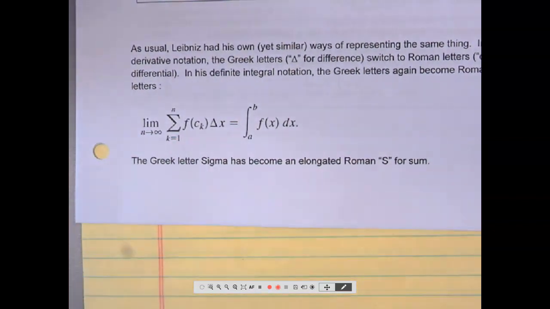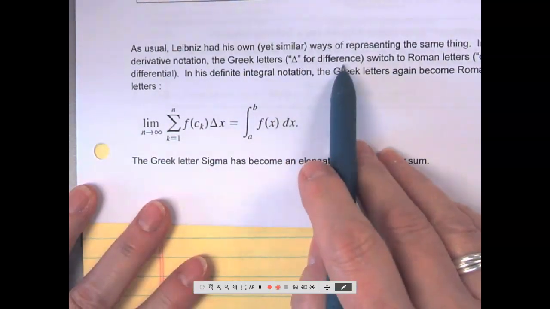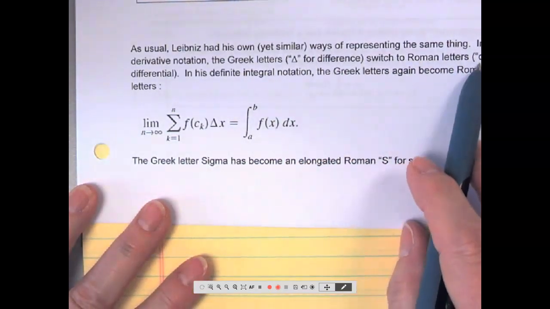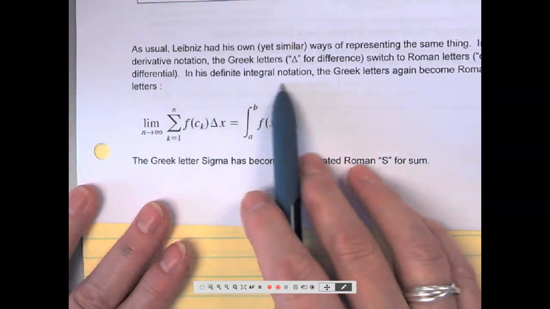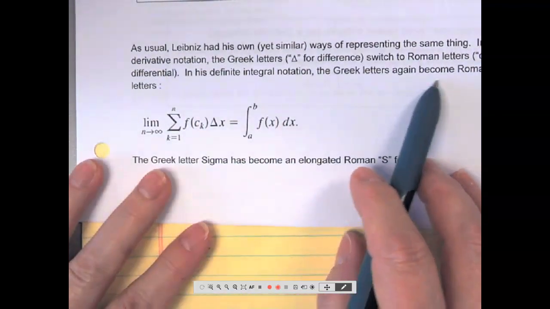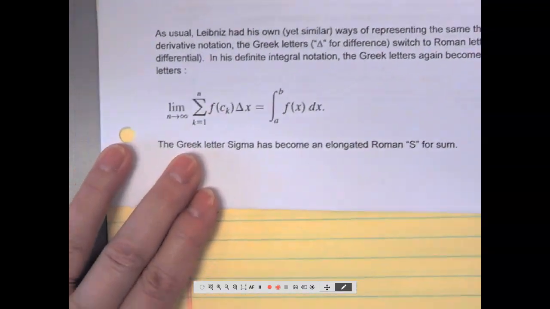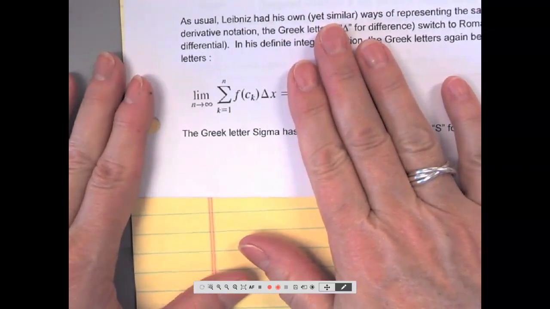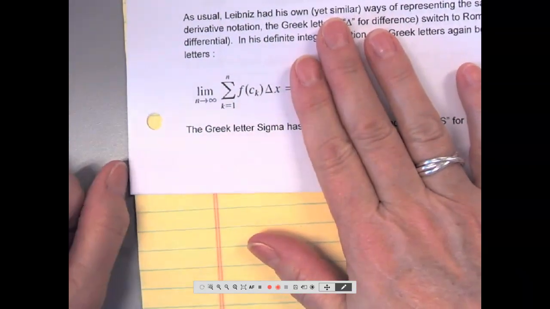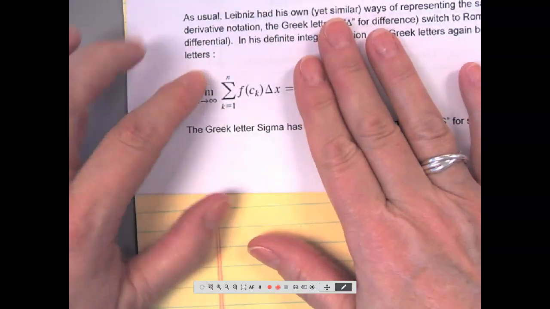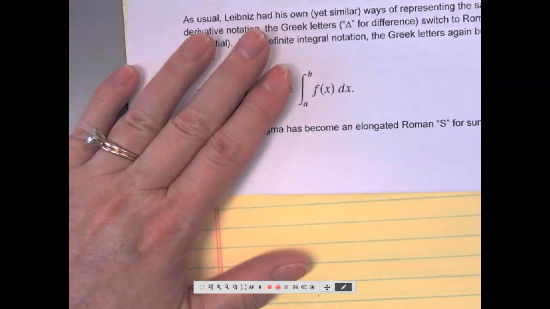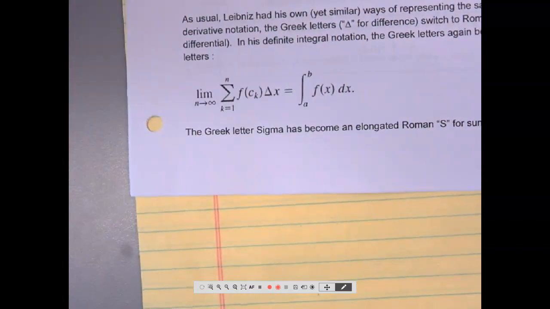As usual, Leibniz had his own yet similar ways of representing the same thing. In his derivative notation, the Greek letters, delta for difference, switched to Roman letters, d for differential. In his definite integral notation, the Greek letters again become Roman letters. Okay, so on the left we have Newton. Newton used the Greek notation over here. Complex. Leibniz used this. Doesn't that just look better? Okay, but it means the same thing.